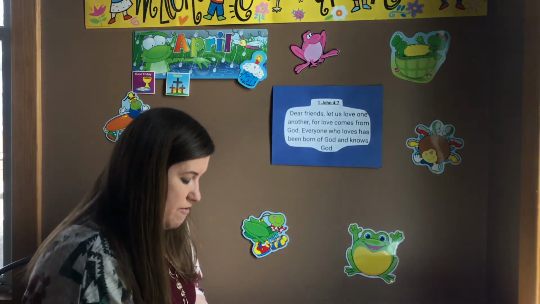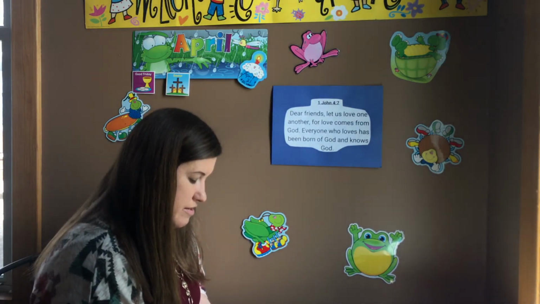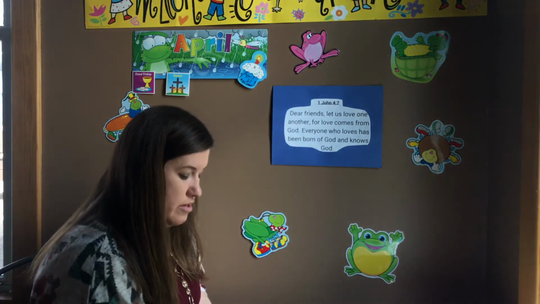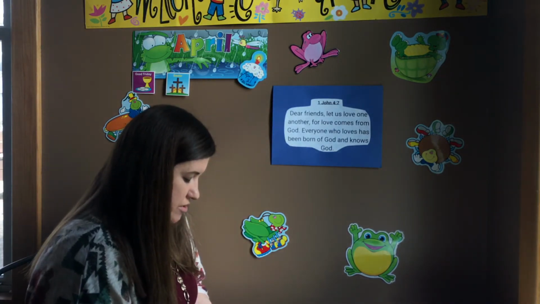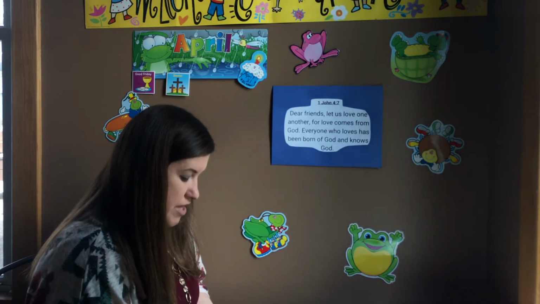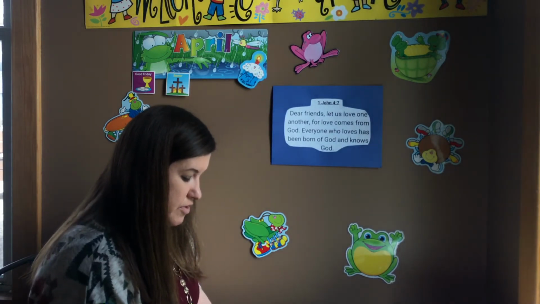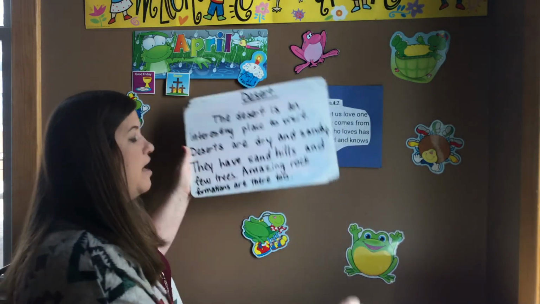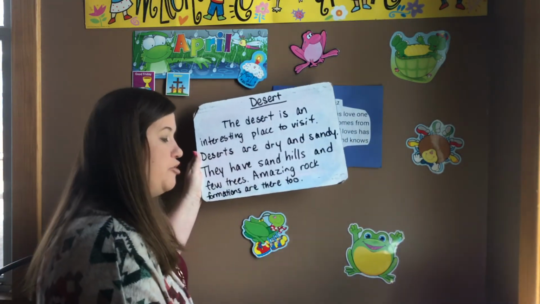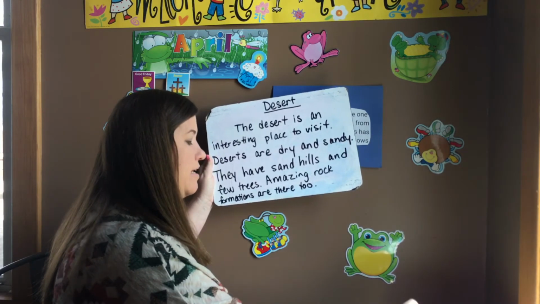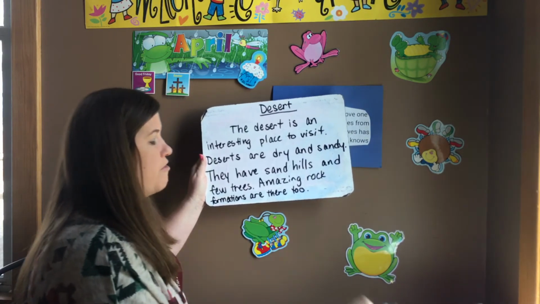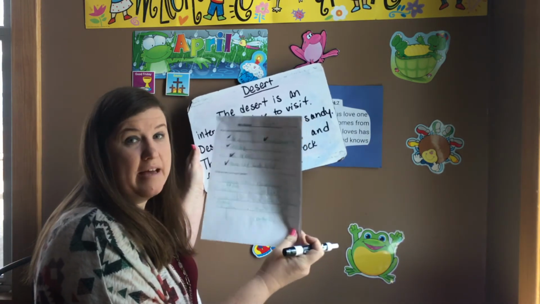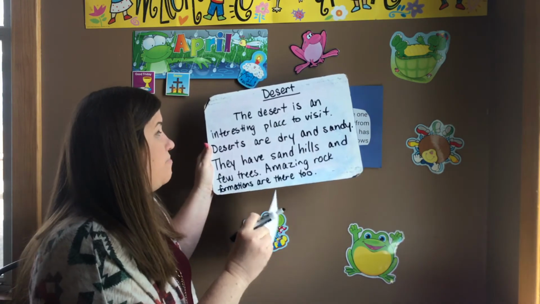Now I want to write about my rock formations. Amazing rock. Ooh, I'm not going to have room for that. Formations are there too. Ooh, I'm going to have to squeeze on my ending sentence. Okay, so I have all of my things. I said it was dry. I can put a check mark. I said it was sandy. Okay, and few trees. I put the sand hills and the rock formations in there. So see how I got all my bullet points into my paragraph?